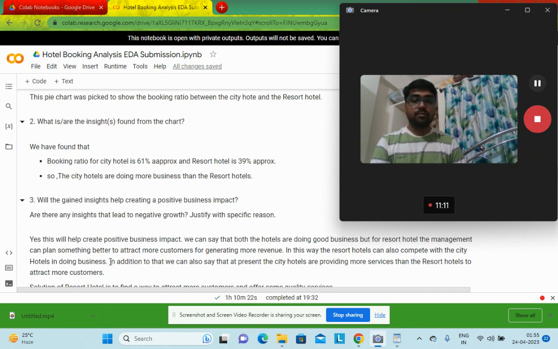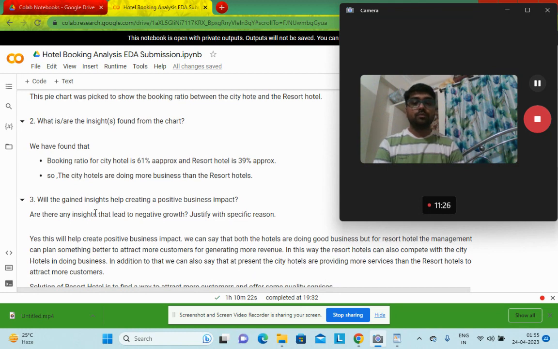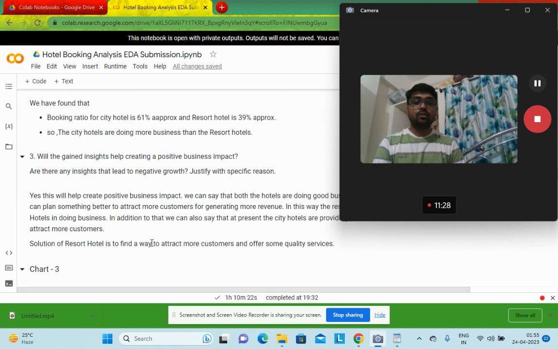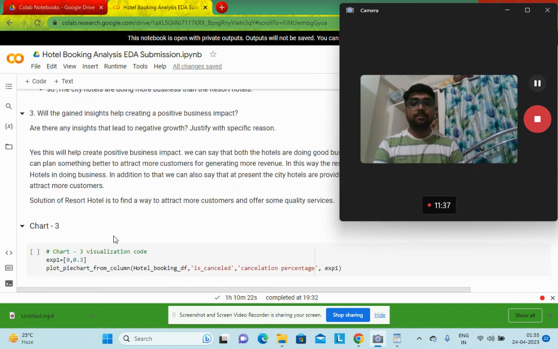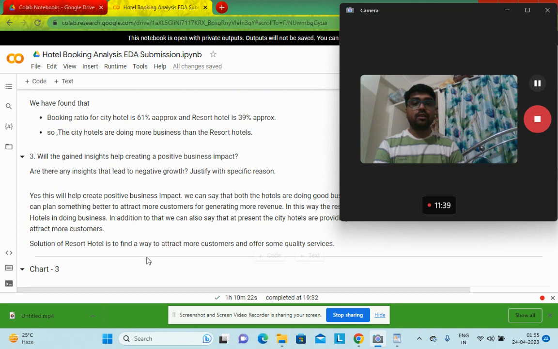Yes, that is also very important. The resort hotel should not fall behind. They should compete with the city hotel. In addition to that, we can also say that the present city hotels are providing more services than the resort hotels to attract more customers. It is quite obvious that city hotels are providing more services. That is the reason more customers are being attracted to the city hotels rather than the resort hotels. Solution: the resort hotel has to find a way to attract more customers and offer some quality services.